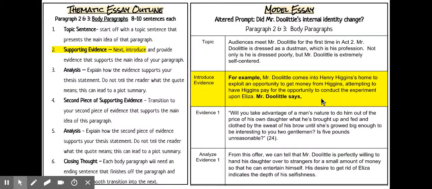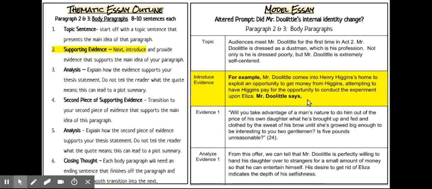So pause the video, and again, you're looking for three things. Did you start your introduction with a transition? Did you orient the reader and let them know what's going on at the time of the quote? And lastly, did you identify the speaker? Pause the video and find all three.